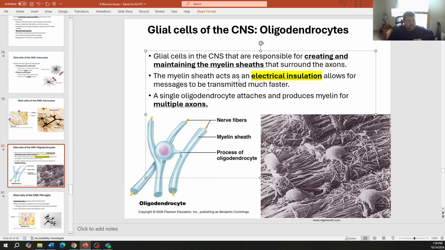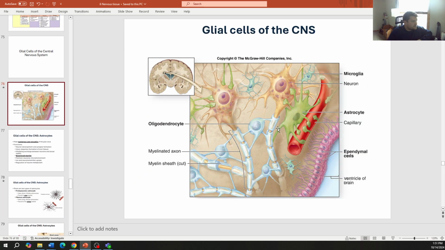The main job of the myelin sheath, it acts as an insulator. This is almost always a test question, that its job is to insulate, to allow messages to be transmitted much faster. This is the big important thing about oligodendrocytes. A single oligodendrocyte attaches and produces myelin for multiple axons. So we'll see one single oligodendrocyte that reaches out, like here, and acts on multiple different neurons. It lays down several internodes, we call these internodes, of the myelin sheath.